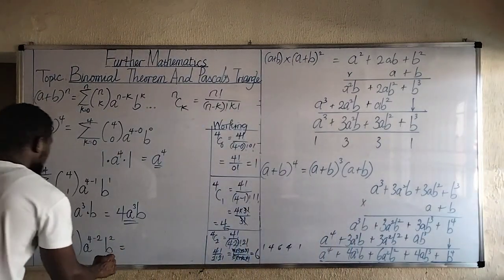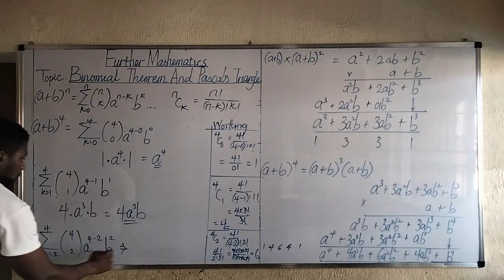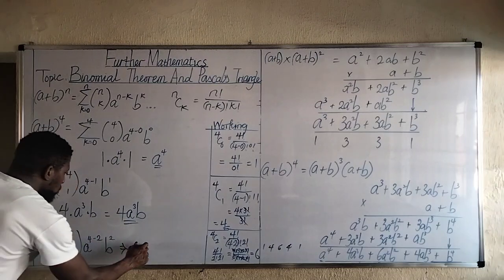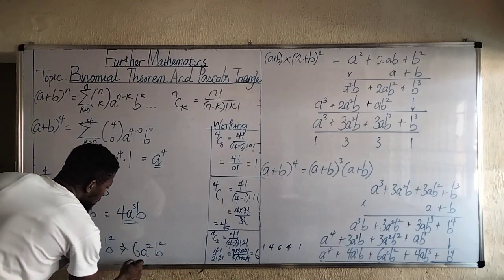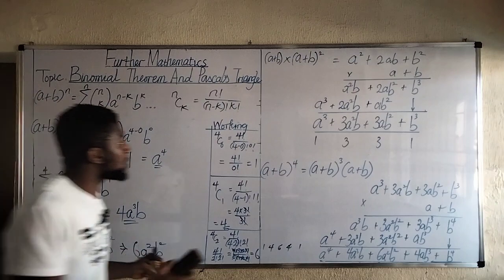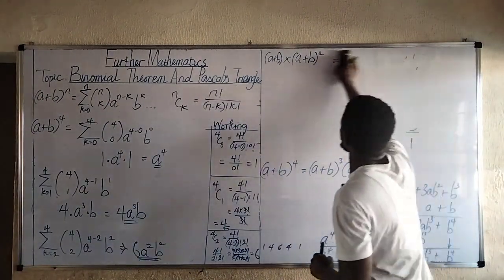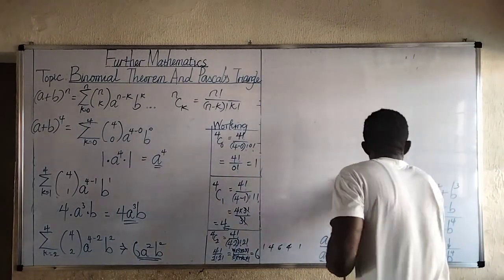Therefore, for this, we are going to get that this 4 combination 2 is 6 times a. 4 minus 2 is 2. Then b raised to the power 2 is what? This. We write it out. This is what we get after solving for k equal to 2. Then I will raise this part of the board to continue our task. Okay. So far so good.